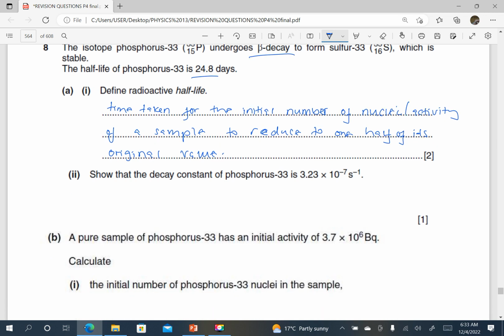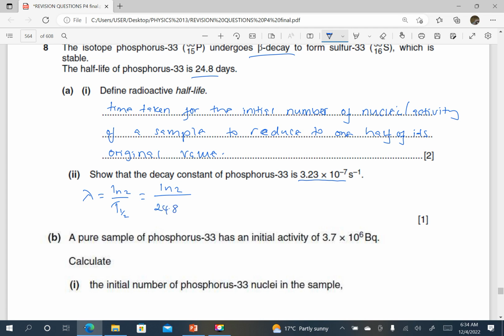Show that the decay constant of phosphorus is 3.23 times 10 power negative 7 per second. Of course, we already know from our classes that decay constant is equal to ln of 2 divided by t half, that is divided by half-life. So this is going to be ln of 2 divided by the half-life. The half-life has been given as 24.8 days. Because we want the answer in per second, I will change the half-life into seconds.